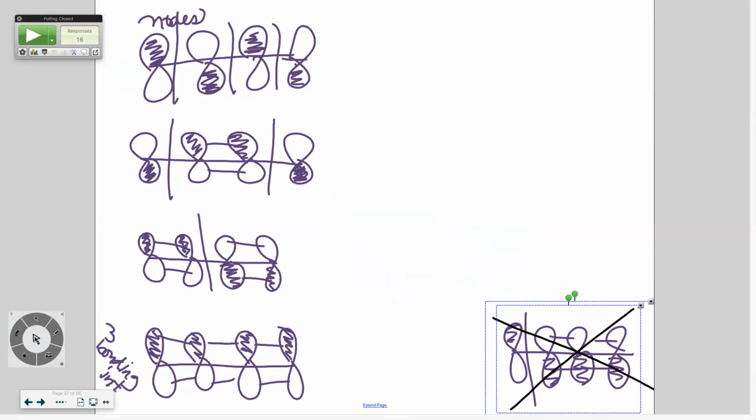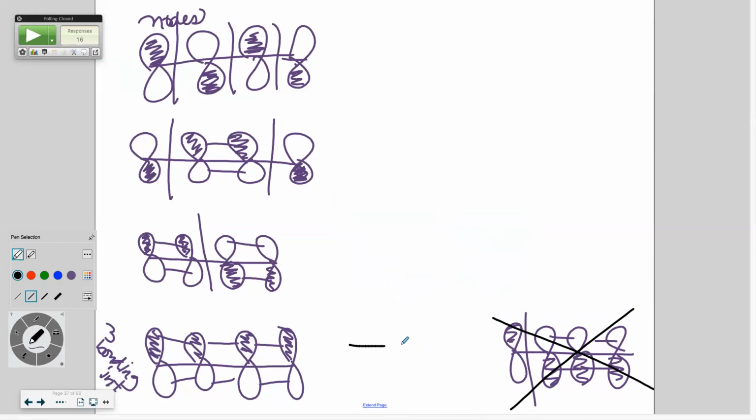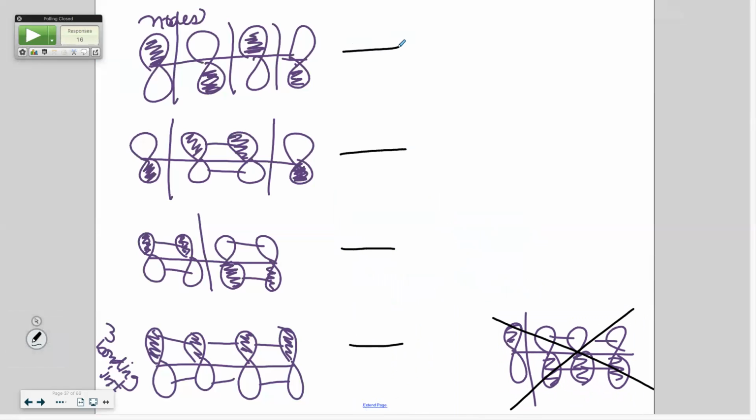Okay, so let's get black. All right, so here are my levels. Okay, bottom, more stable, lowest in energy. Top, high energy, less stable. Okay, just like you do the atomic orbitals.